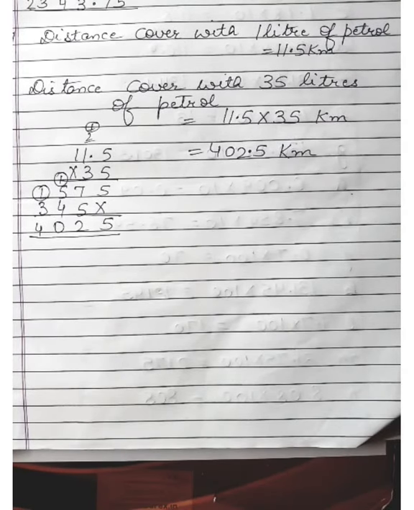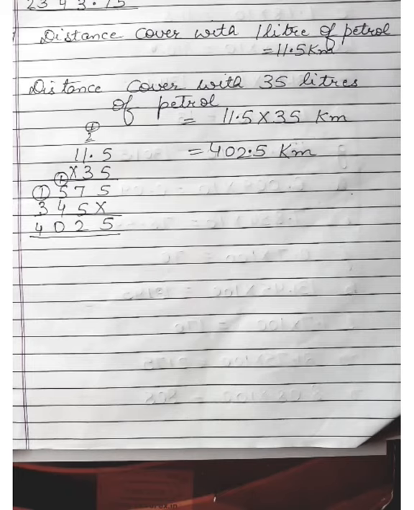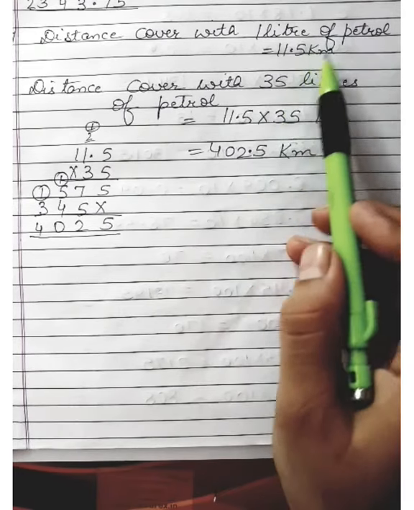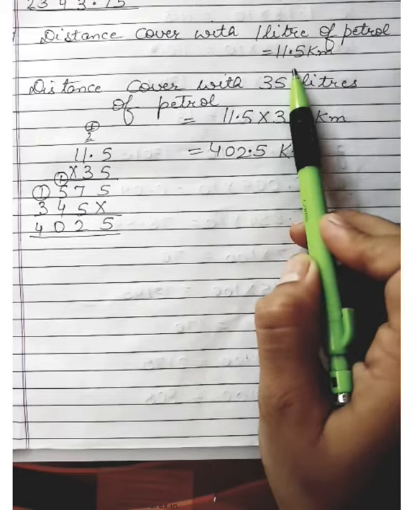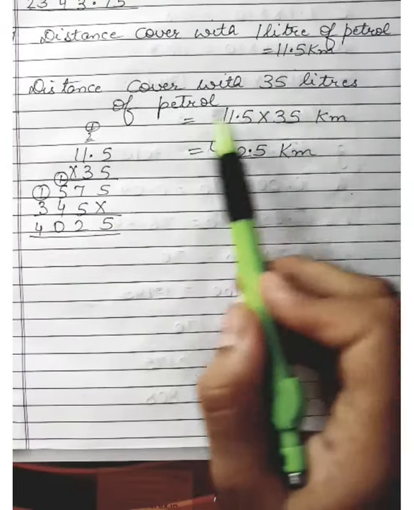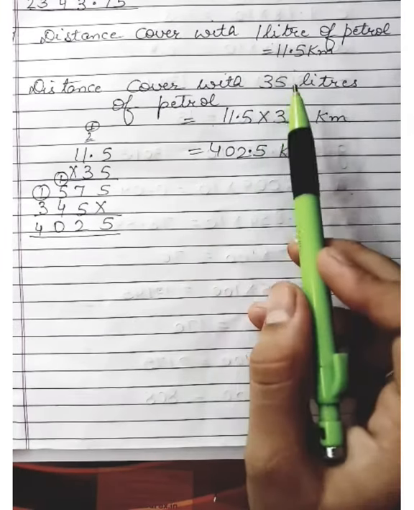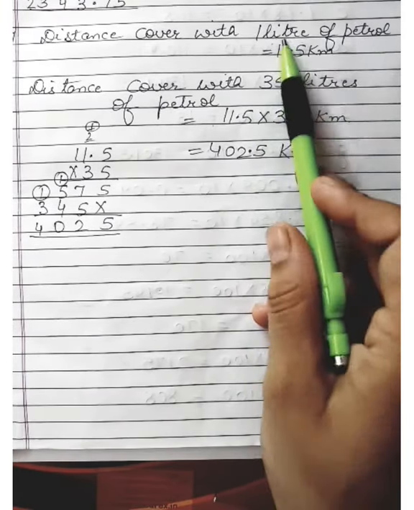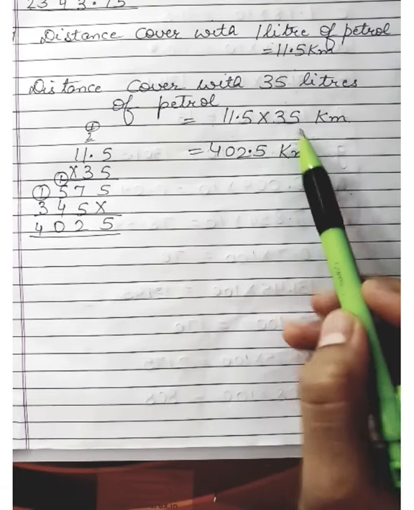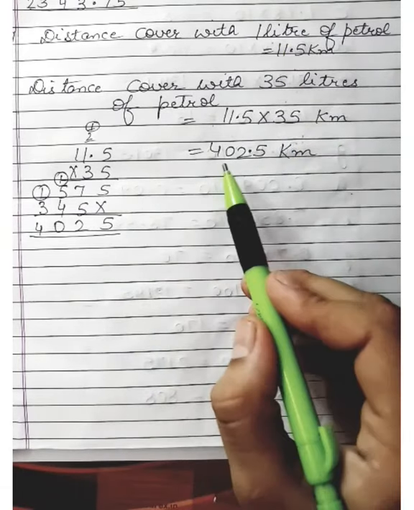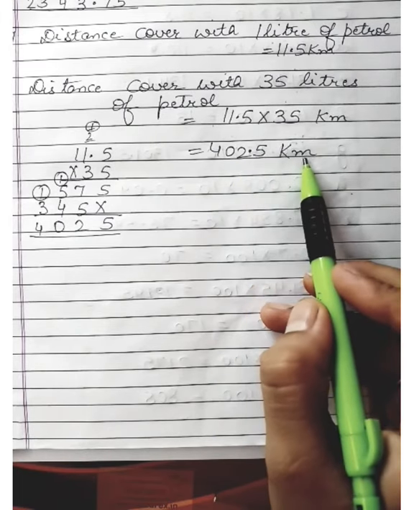Now last sum. A van covers a distance of 11.5 km with 1 liter of petrol. How much distance will it cover with 35 liters of petrol? So distance covered with 1 liter of petrol is 11.5 km. Distance covered with 35 liters of petrol will be, information of 1 is given, we have to find information of more. One to many, again we perform multiplication. After multiply you got the answer 402.5 km.